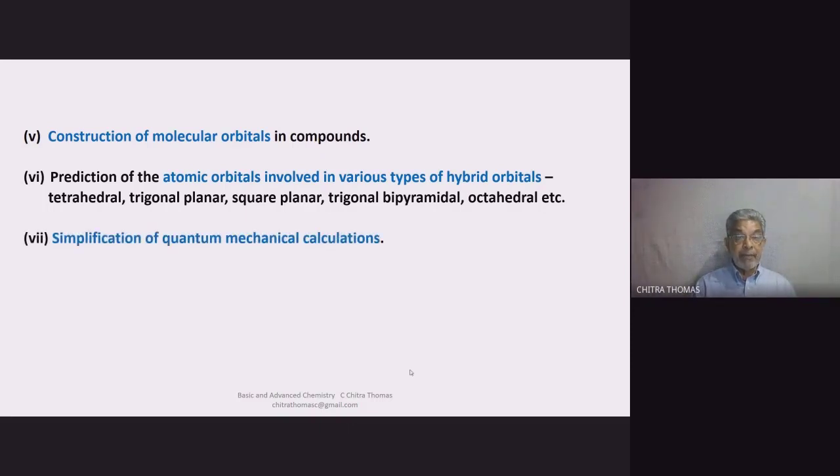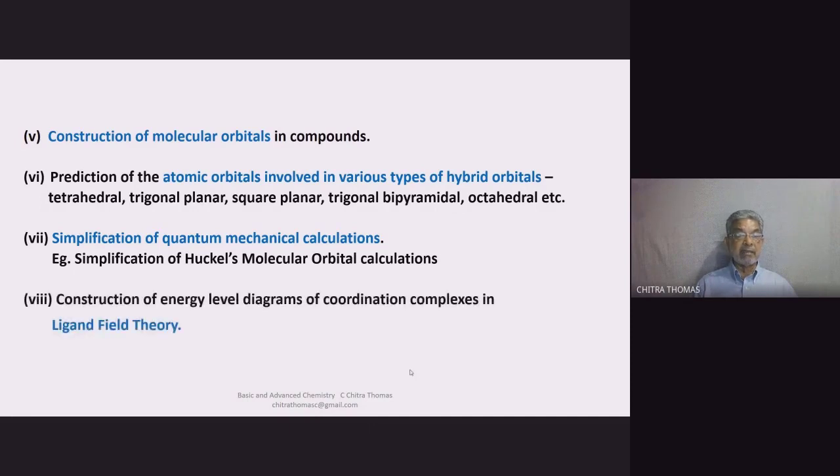Then simplification of quantum mechanical calculation. Example, simplification of Huckel's molecular orbital calculations. And finally, the construction of energy level diagrams of coordination complexes in Ligand field theory. You'll find all these applications in the postgraduate syllabus of group theory and chemistry.